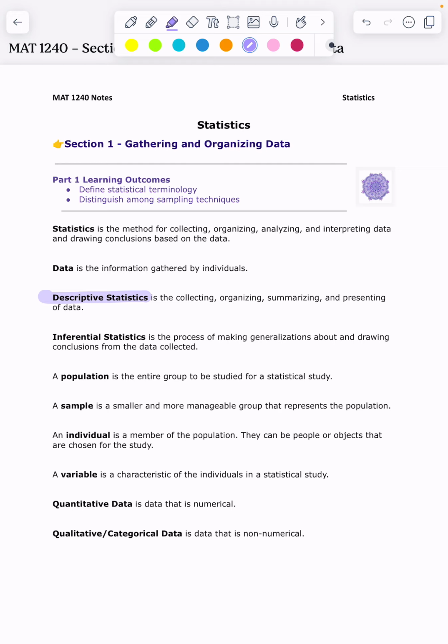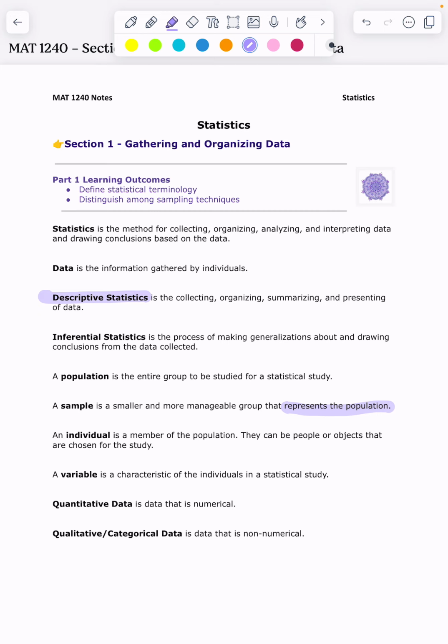A population is the entire group to be studied for a statistical study. A sample is a smaller, more manageable group that represents the population. An individual is a member of the population. They can be people or objects that are chosen for the study. A variable is a characteristic of the individuals in a statistical study. So it's called a variable because it varies from individual to individual. Like, for example, height or weight. Those are variables.